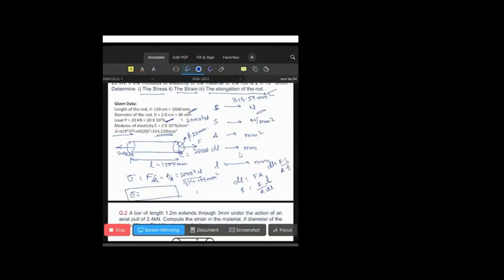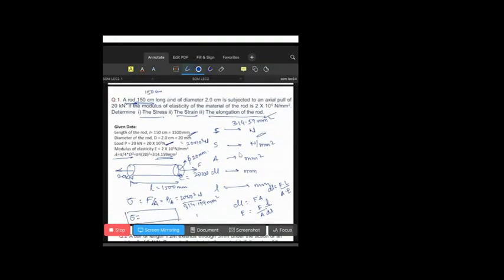Now E is nothing but your Young modulus. It has been given in the problem as 2 into 10 to the power 5 Newton per mm square. So it is given in our units only. So we will take it directly and then we will calculate change in length. So please calculate change in length.